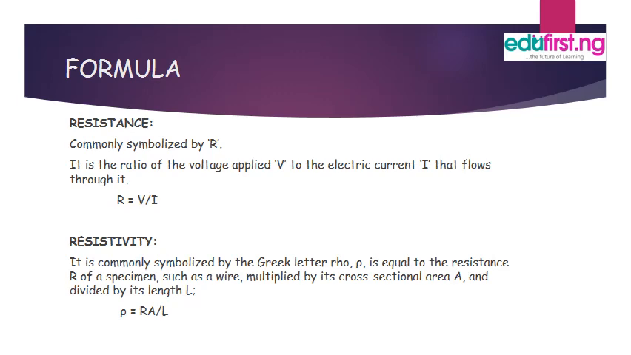Resistivity, on the other hand, is commonly symbolized by the Greek letter ρ and is equal to the resistance R of a specimen, such as a wire, multiplied by its cross-sectional area and divided by its length, L, as can be seen in the formula below.